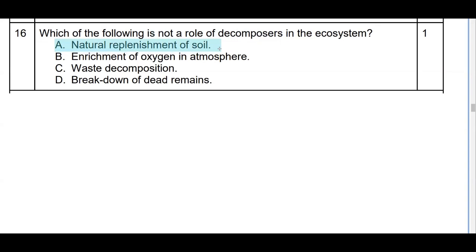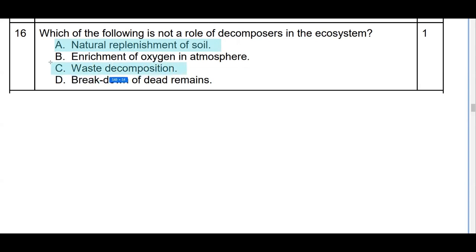You know that nutrients, particularly nitrogen in different forms, are absorbed by the plants. After some time these nutrients are replenished, because when plants and animals die or their excreta are converted into nitrites and nitrates, they go back to the soil. So this is correct. And enrichment of oxygen, no, it has no role in enrichment of oxygen.